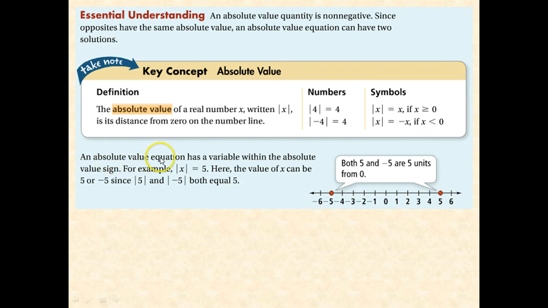An absolute value equation has a variable inside the absolute value. So the absolute value of x equals 5. There's two numbers that could go in there. The absolute value of 5 is 5, and the absolute value of negative 5 is 5. So we would say the solution to this equation, absolute value of x equals 5, you would say x equals 5 or x equals negative 5, because there's two different values that could work.